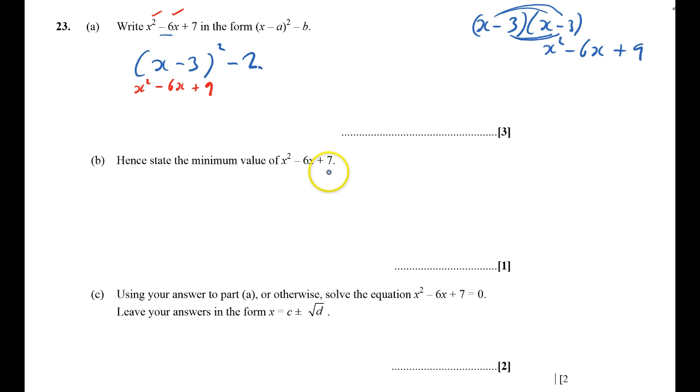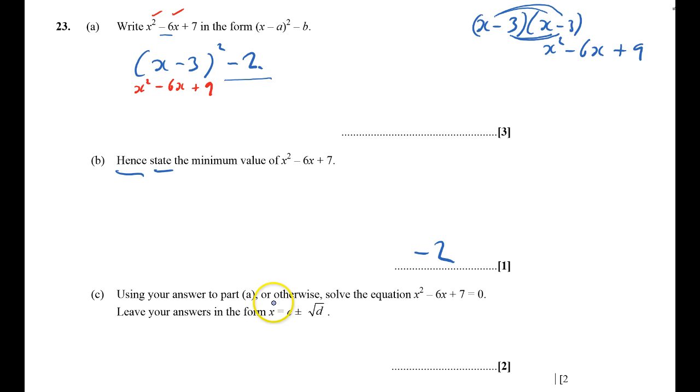So I've now written down in that form. Hence state the minimum value of this. Hence means from here, and state just means write it down. The minimum value of it is this bit here, the negative 2. And that is because the x minus 3 squared can never ever be negative. The lowest it can be is 0, and 0 take away 2 is minus 2.